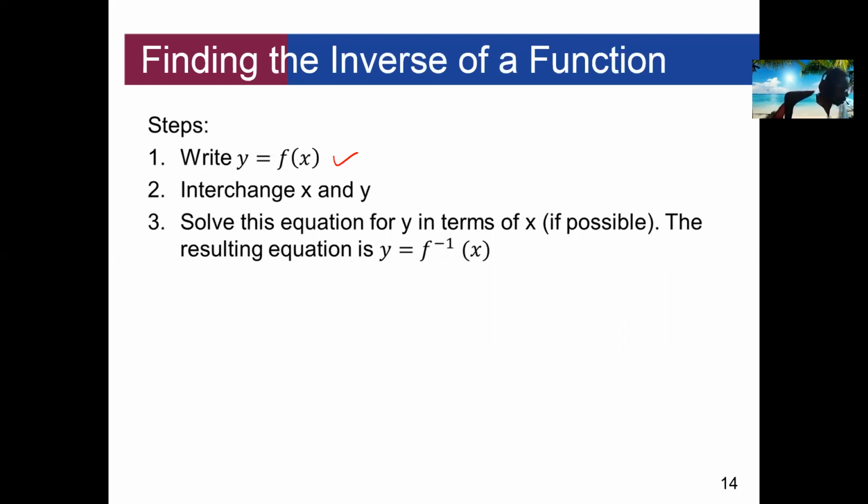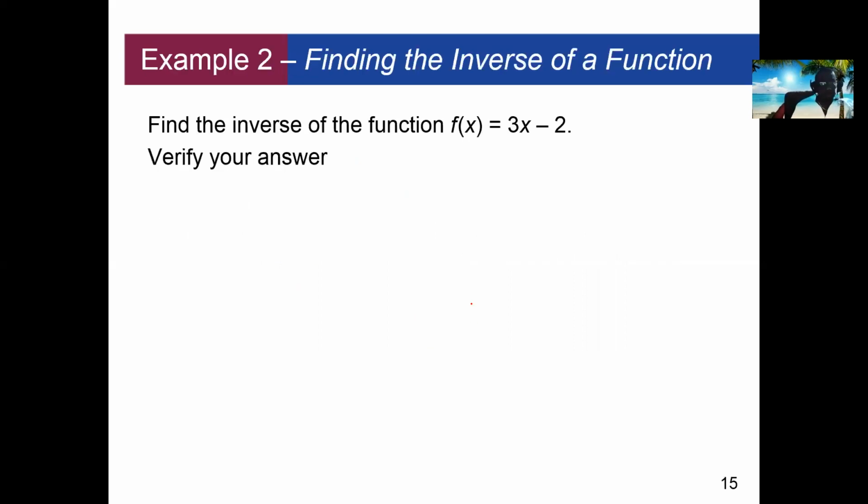In other words, we can interchange x and y and then solve for y in terms of what? In terms of x. So this is what I'm doing here. On the other hand, I let y equal the function, interchange the x and y, and then we solve for y instead of solving for x as stated in the book, on page 222. All right, so now let's take an example.